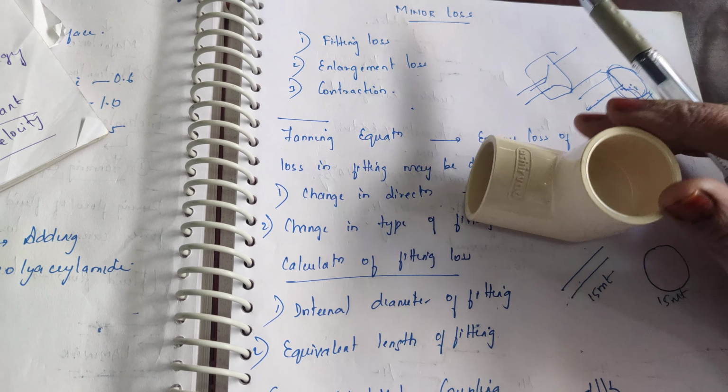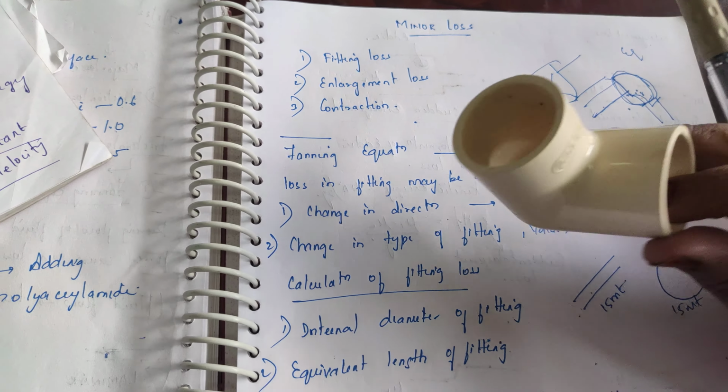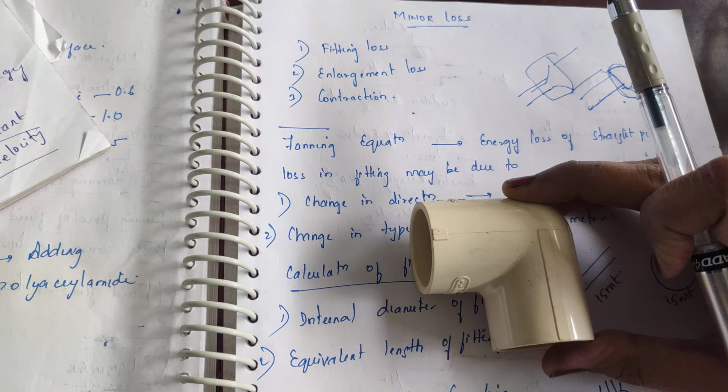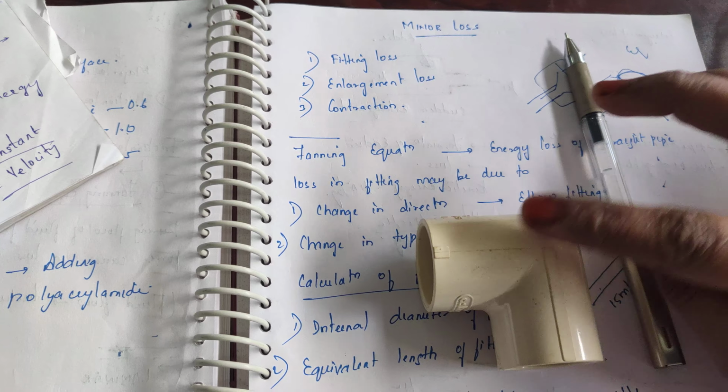Now this elbow valve is made from a straight line pipe. When a straight line pipe is taken, it is molded to an elbow shape.